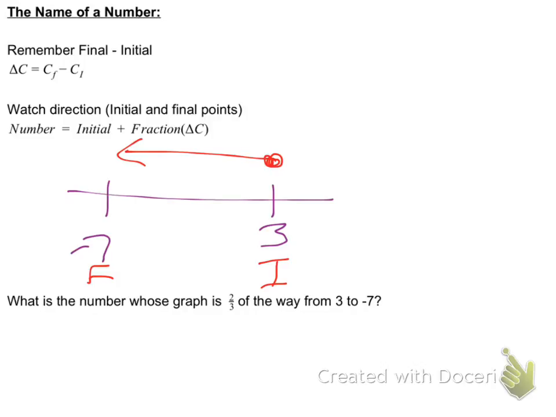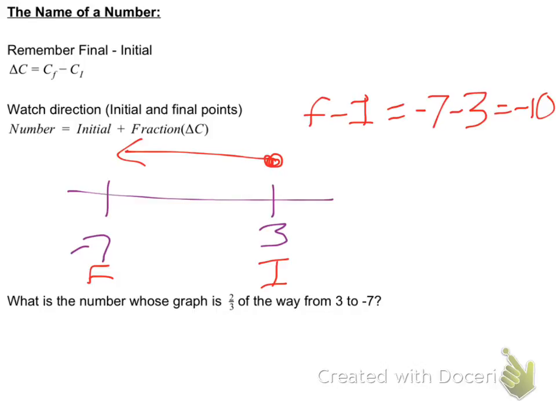Wait a minute. Final minus initial. What's my final number? Negative 7 minus 3, which equals negative 10. The change in your coordinates, that's why they're using C, coordinates, is negative 10. That means I'm going in the backwards direction. Does that make sense? Is that what I'm doing? I'm starting with a positive or a bigger number, going smaller.